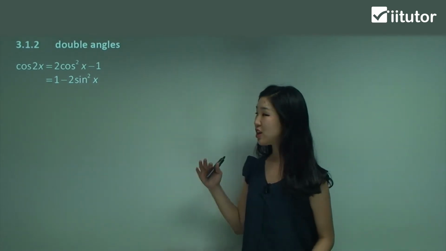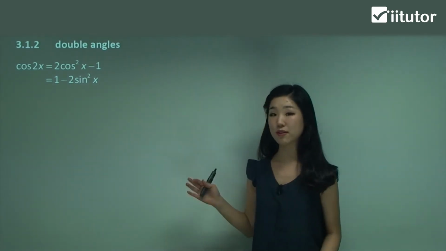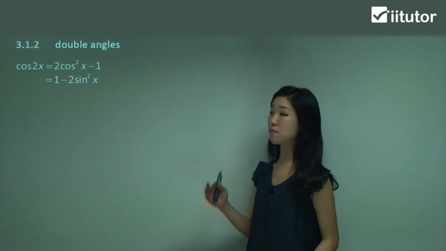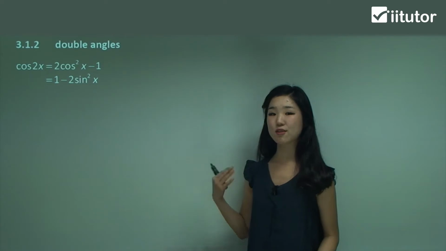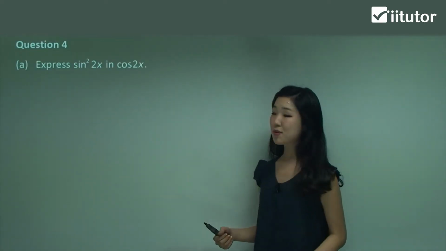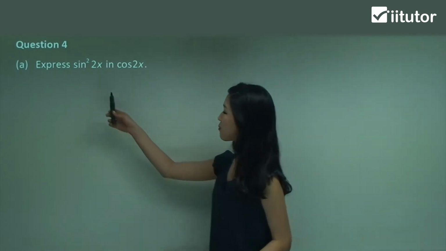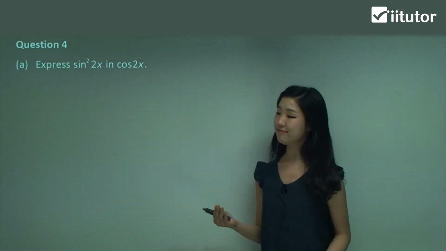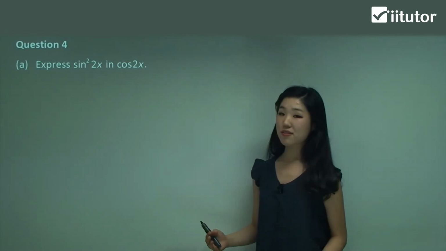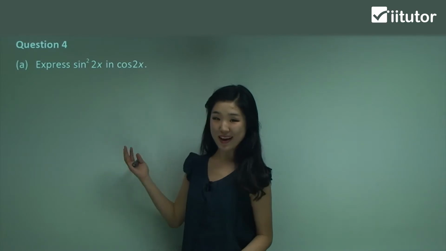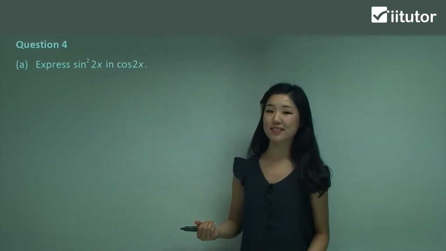I'll show you how we're going to utilize this in our questions. But these two things, you must remember them. Must memorize them, because they're used very frequently in our integration questions. So, starting with question 4a, it says express sine 2x squared in cos 2x. Basically, it wants us to write sine 2x squared in terms of cos 2x.